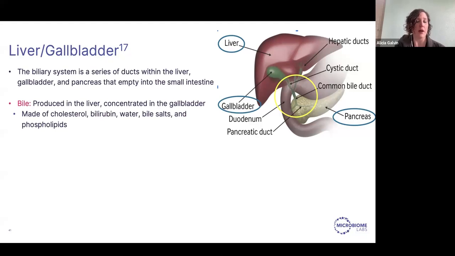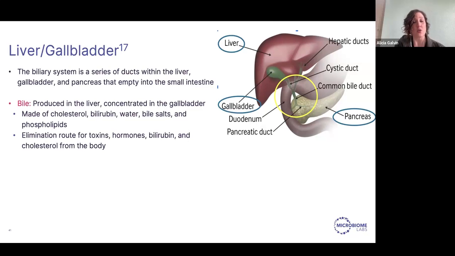But it is made up of cholesterol, bilirubin, bile salts, and phospholipids. It's a huge elimination route for toxins. So we excrete a lot of our toxins and our hormones, and also cholesterol. Most of our cholesterol is actually excreted through our bile. So if people are having cholesterol elevations, or if their cholesterol is going up, yes, it can be diet and lifestyle, but it could also be if they don't have good bile flow and function.